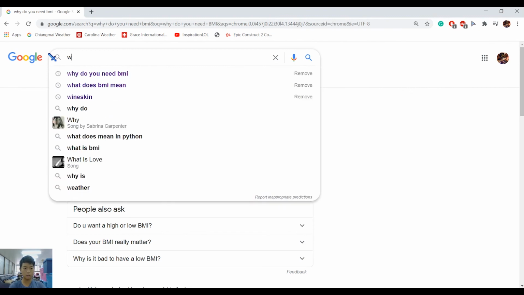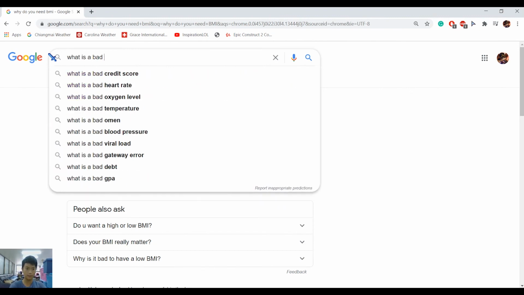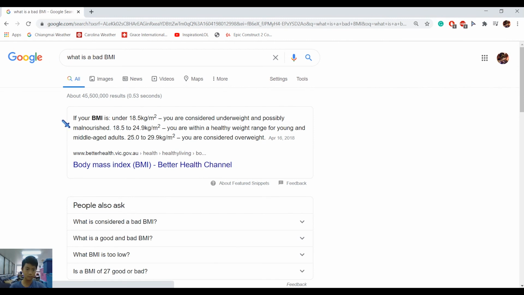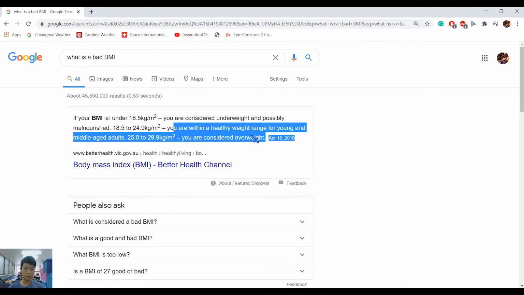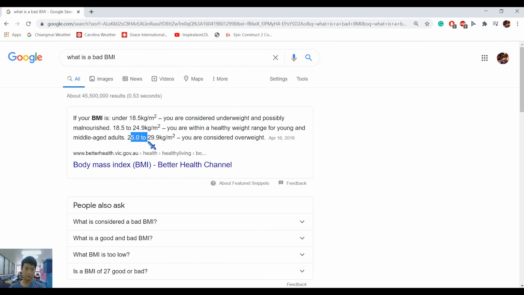So another question: what is a bad BMI? If your BMI is under 18.5, you are considered underweight and possibly malnourished, which means that you aren't fed well enough. And then 18.5 to 24.9, you are within a healthy weight range for young and middle-aged adults. And then 25 to 29, you're considered overweight. Okay, so yeah, that's BMI.